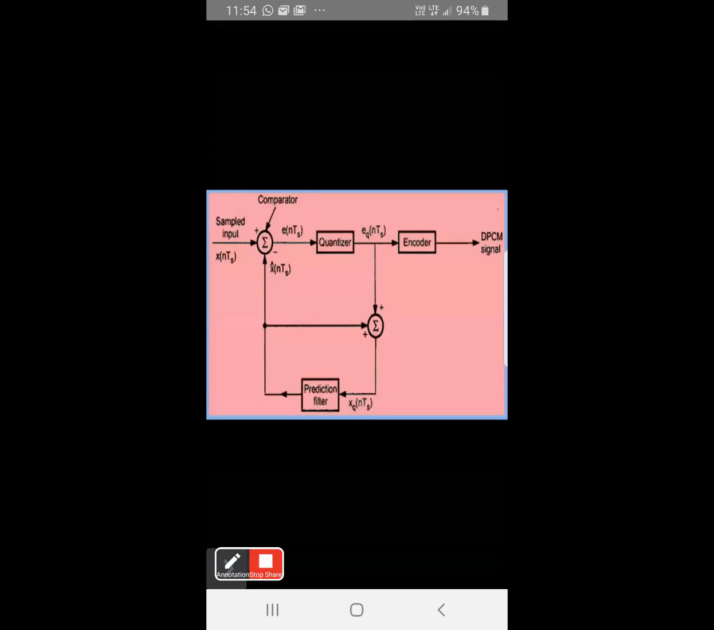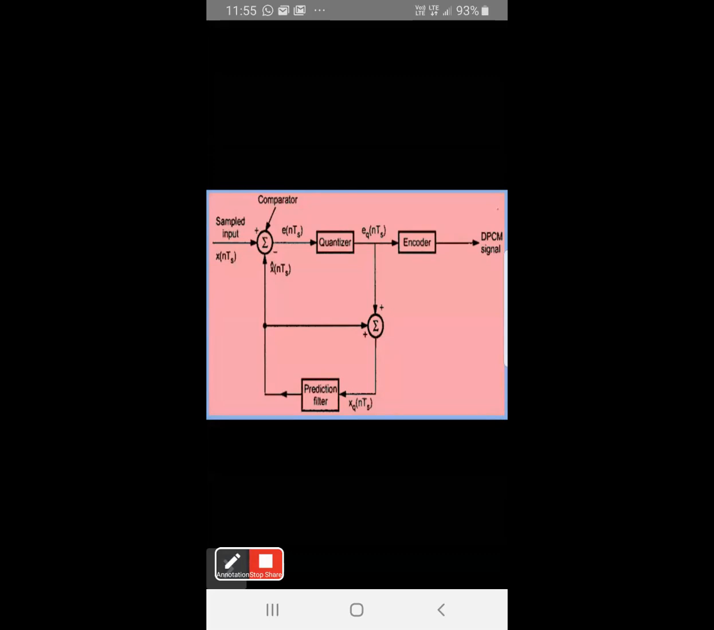ఓకే, అంటే మీరు ఇస్తున్న ఇన్పుట్ సిగ్నల్, the sample sensor signal will be x of nTs, and predicted signal means x cap of nTs. ఇక్కడ చూడండి, కింద నుంచి మనం ఇస్తున్నాం. Both signals will be given to the comparator.